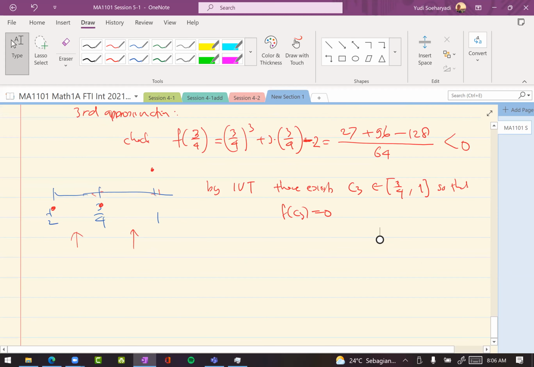So let's say, again, c3 is between 6/8 and 7/8. Right? What's the error?